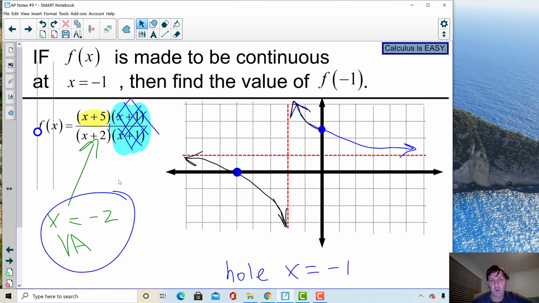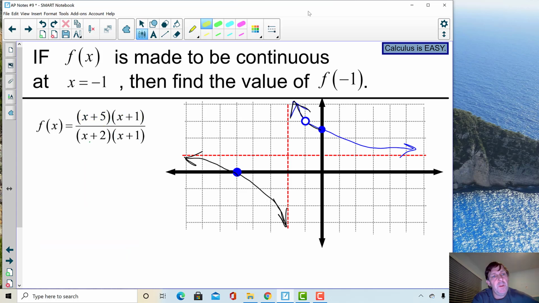Okay, we don't want to forget our hole when x is -1. So let's put our hole when x is -1. Remember, this is just a sketch. If you want it to be more accurate, you just need to plot more points. Okay, now that we've graphed it, we can go ahead and answer the question about continuity. It says if this function was made to be continuous at x equals -1, then what would have to be the value of f of -1?